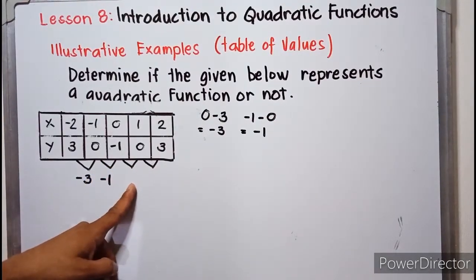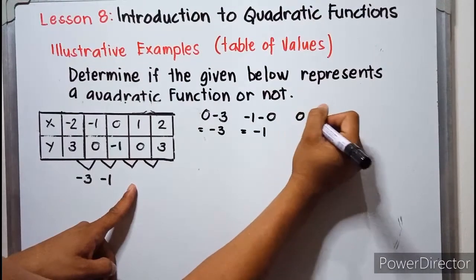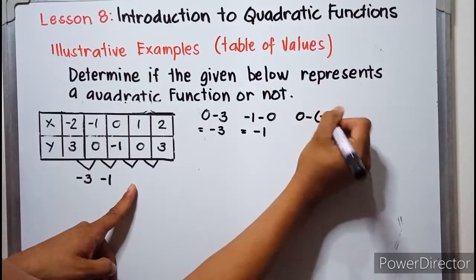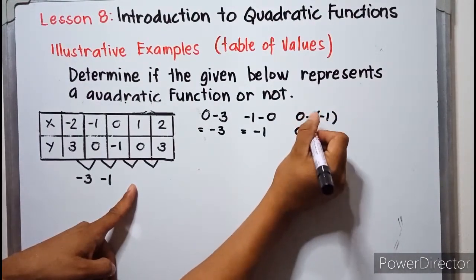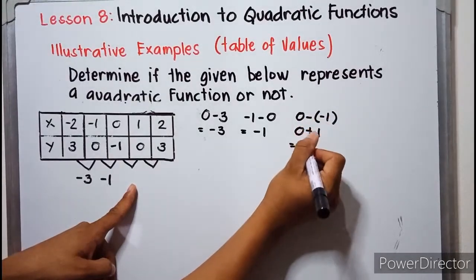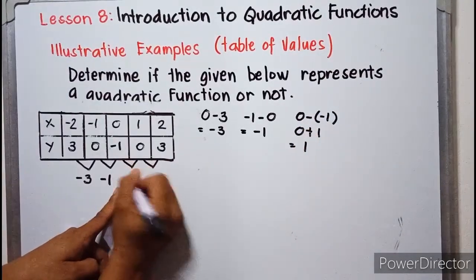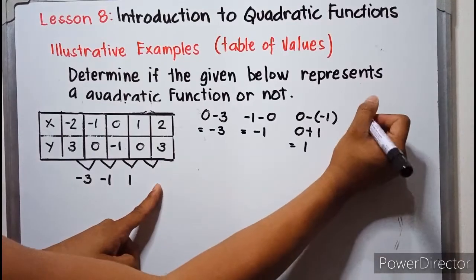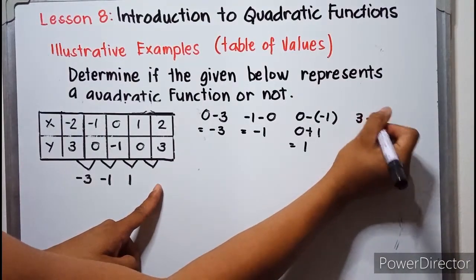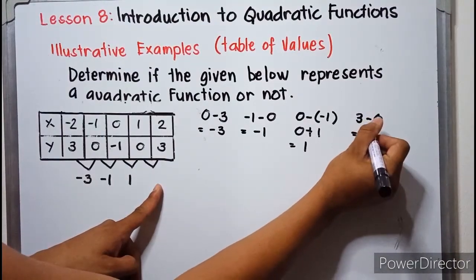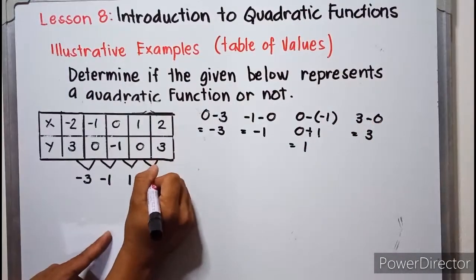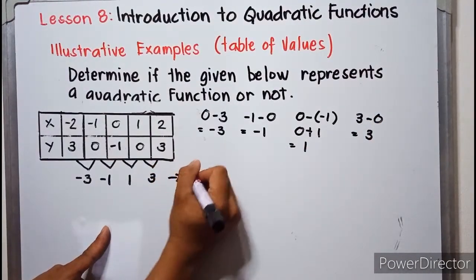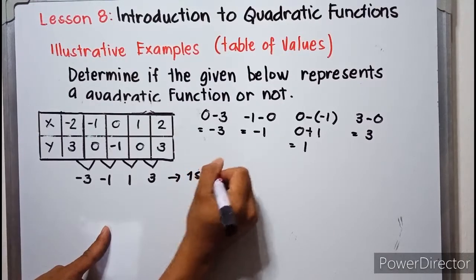Then the third one, we have 0 minus negative 1. This will be 0 plus 1, which is equal to 1. Then for the last one, we have 3 minus 0. The answer is 3. So this is what you call first difference.